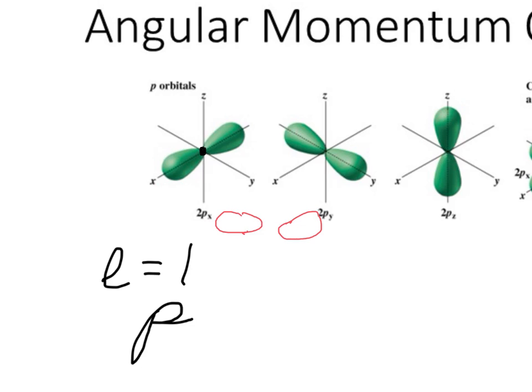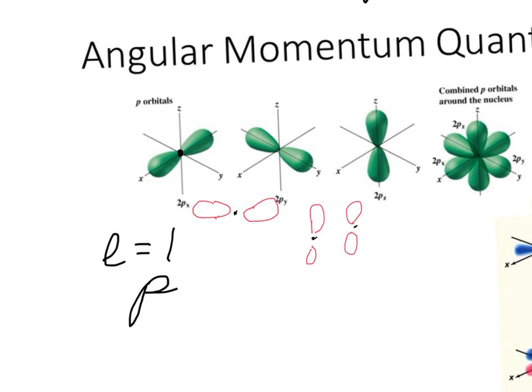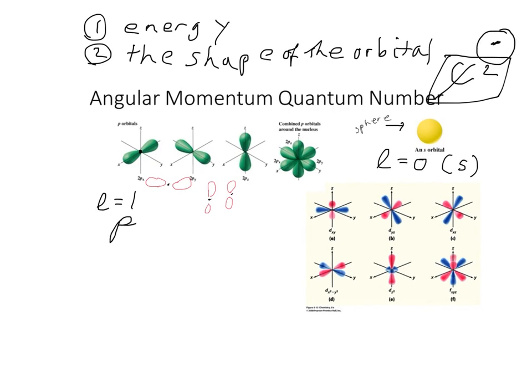Right? That's the shape of your p orbital. They're not touching because into the center is a nucleus, and the probability of an electron being there is 0. So those are your p orbitals, and you're responsible for knowing these shapes.